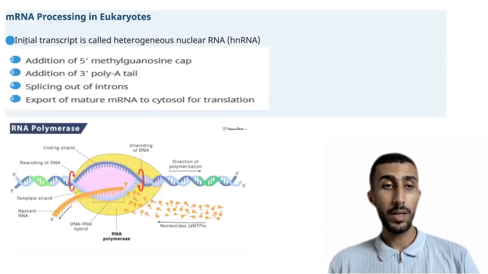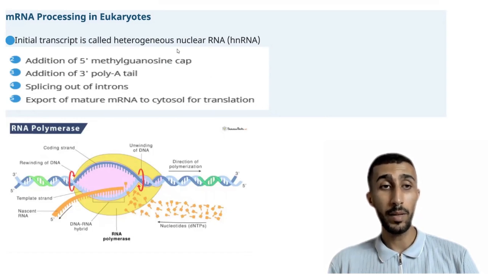So, mRNA processing in eukaryotes: the initial transcript of mRNA is called heterogeneous nuclear RNA. This is the initial transcript, and it has to be acted upon. First, there is addition of a 5-methyl guanosine cap at the 5' end. On the 3' end, we add a poly A tail. Then we splice and remove introns, and export the mature mRNA to the cytosol for translation.